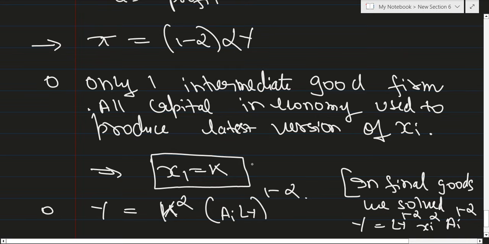Okay, so this was all about our intermediate goods sector and final goods sector from the Schumpeter model. Now we will continue with the research sector and some solving of the model in the next part.